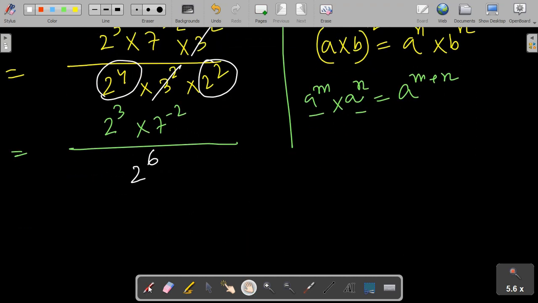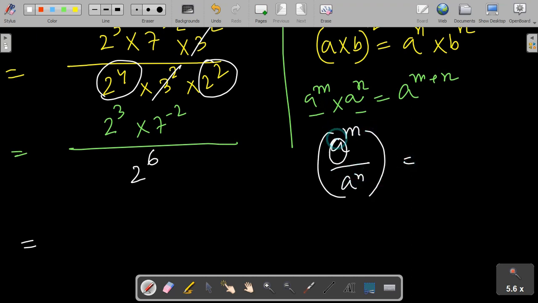Now in the next step I'll apply the formula that I've just told you: a to the power m by a to the power n. If the bases are the same, we write the base and just subtract the powers, numerator minus denominator. Nothing will be left actually in the numerator, so we write the base once and the power of the numerator minus the power in the denominator. Then 7 to the power minus 2 will be left.